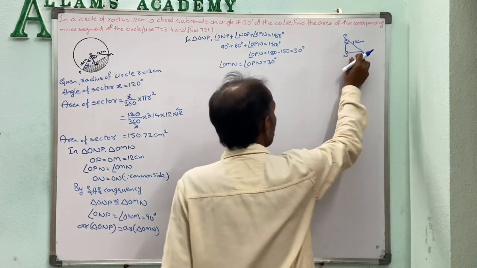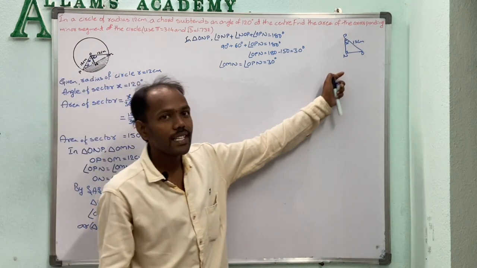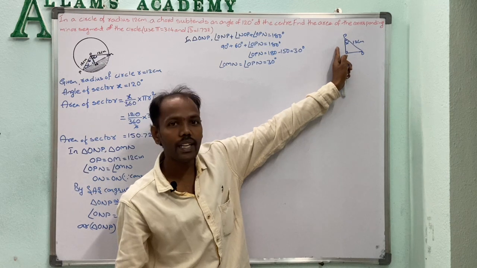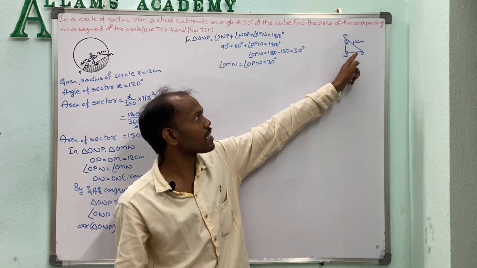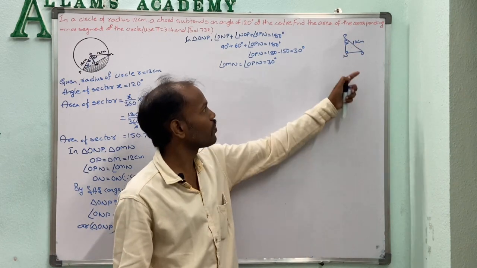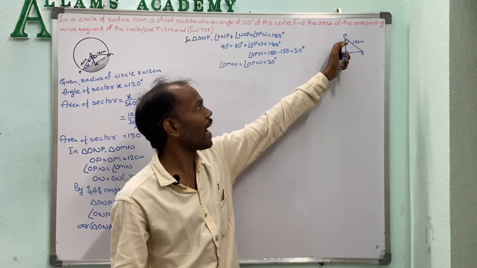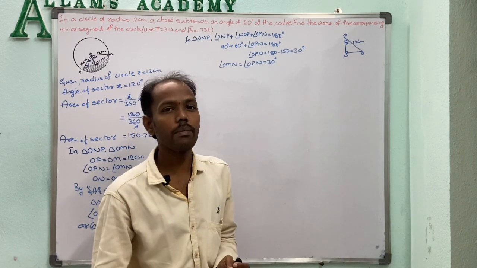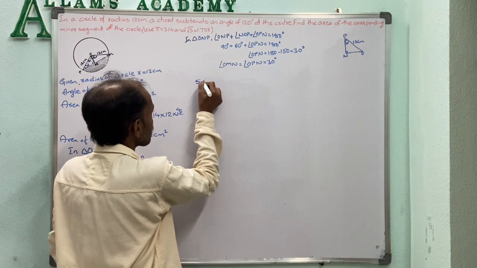So we find the base and height. In trigonometry, if we observe the 30 degrees, PN is the adjacent side, ON is the opposite side, and OP is the radius. We want to find the lengths ON and NP, that means the opposite side length and the adjacent side length. So we use the trigonometric ratio sine.